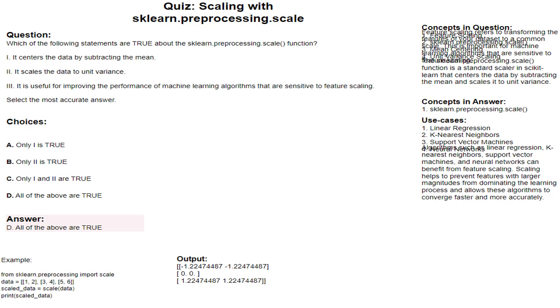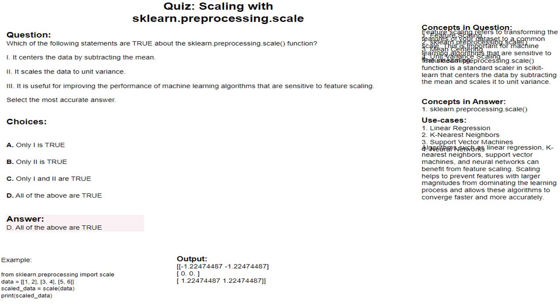The sklearn.preprocessing.scale function is a standard scaler in scikit-learn that performs both mean centering and unit variance scaling. It centers the data by subtracting the mean and scales it to unit variance, effectively making all features have a mean of 0 and a standard deviation of 1.